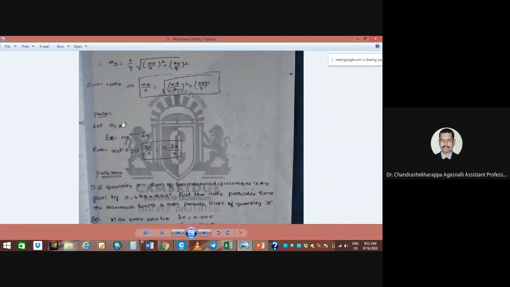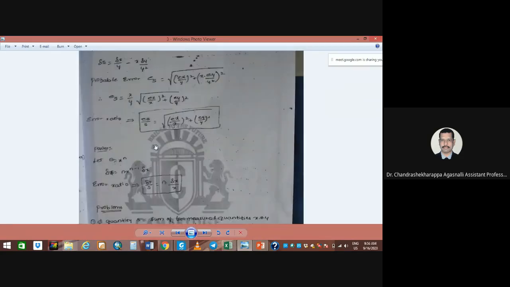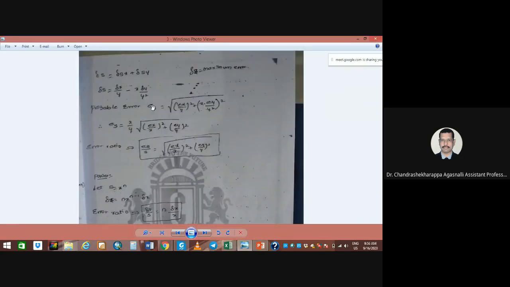Here is the power case. Let S be equal to X to the power of N. Then delta S is equal to N X to the power of N minus 1 times delta X. So the ratio delta S by S is N multiplied by delta X by X. This is the power ratio. So we covered subtraction, addition, and multiplication.